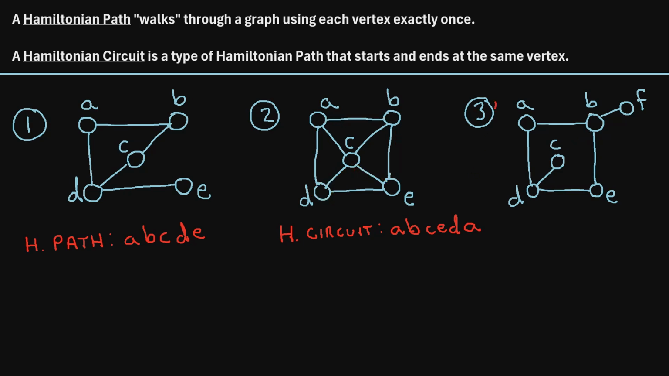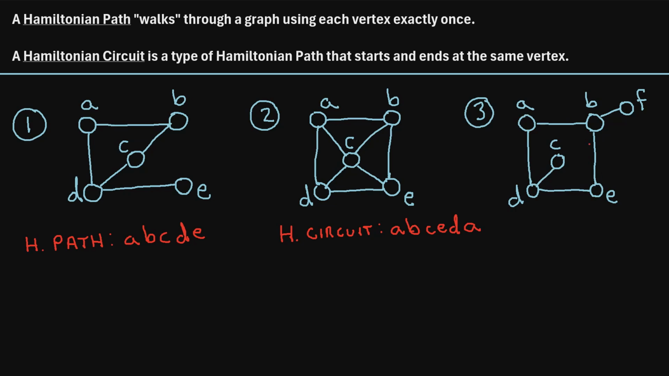All right, now let's check out this very last example, graph number 3 here. If we attempt to find a Hamiltonian path or Hamiltonian circuit in this graph, we'll find that none exist. So for example, if we start at vertex A, let's say maybe we go to D and then to C, but if we go back to D, that violates the rules of a Hamiltonian path. We can't visit a vertex more than once.